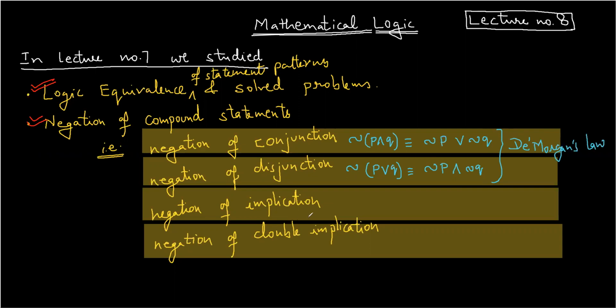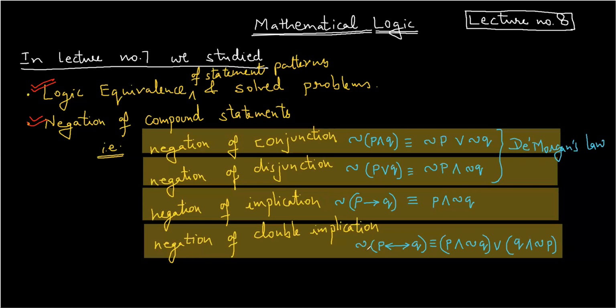Then we studied negation of implication. In an implication statement, if P then Q, the negation of if P then Q is P and not Q. Remember, the negation of P implies Q is P and not Q. Finally, we had the negation of P if and only if Q, which is P and not Q, or Q and not P.